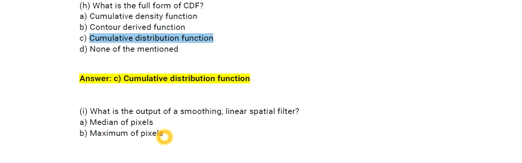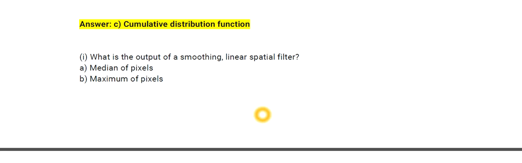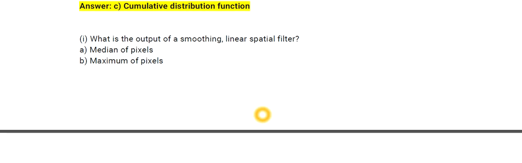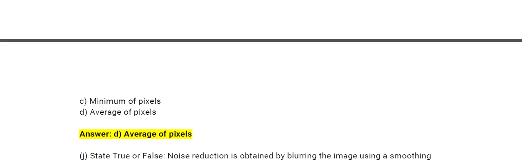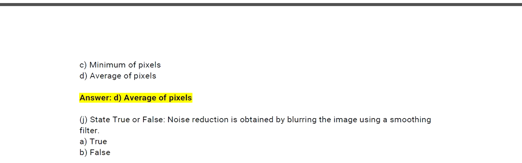Then what is the output of a smoothing or linear spatial filter? Option A, median of pixels. Option B, maximum of pixels. Option C, minimum of pixels. And option D, average of pixels. We are talking about smoothing. It is very common that when we go for smoothing, we are actually doing the average. So the answer should be option D. Option D is the correct answer. Clear?